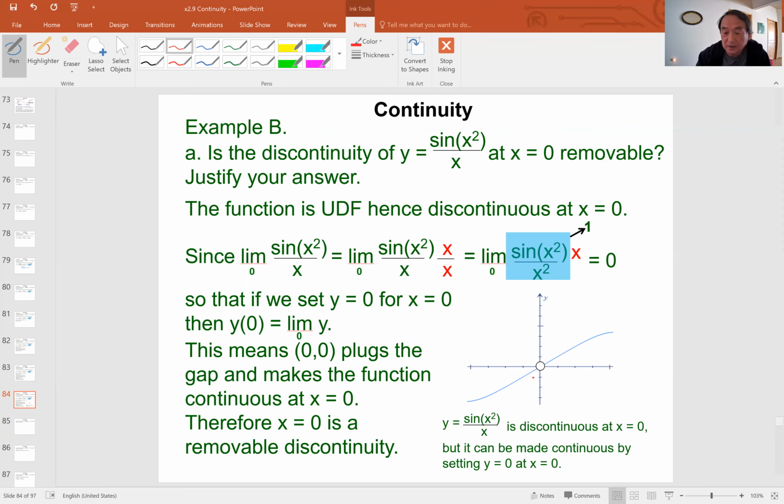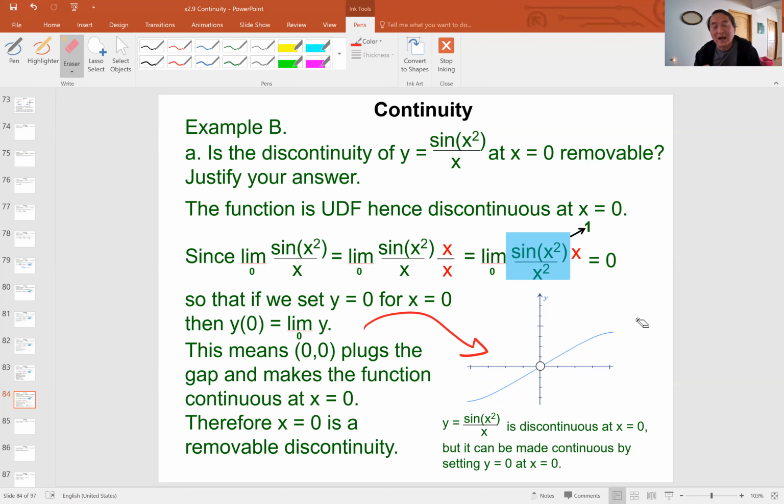So this is the function sine x squared divided by x, and if I define it to be 0 at 0, then I can plug it in. Now this becomes a continuous function, and this point is called a removable discontinuity. There are many functions in mathematics that have holes which we can plug in and make complete.